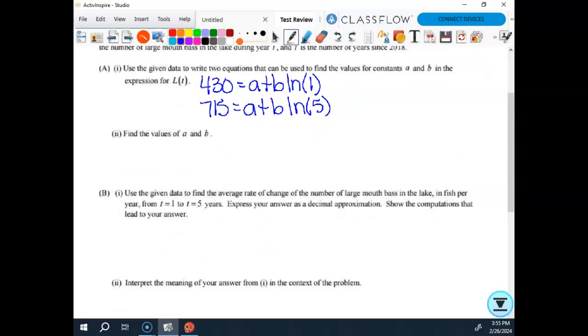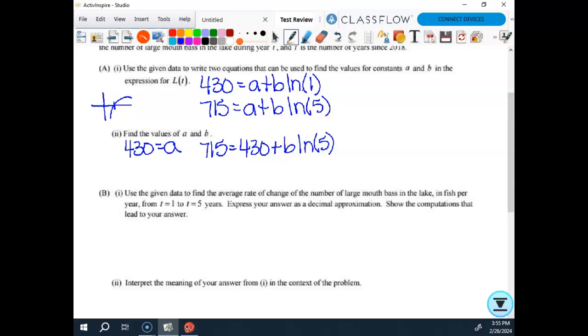All right, so as I do this, I can look back up here. Natural log of 1. Remember, this is your parent function. Natural log of 1 is 0. So this whole term here, this b term, that zeroes out, which tells me that 430 equals a. Then I can do 715 equals 430 plus b times the natural log of 5.